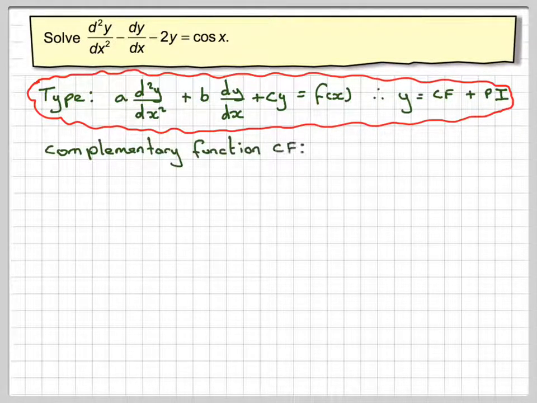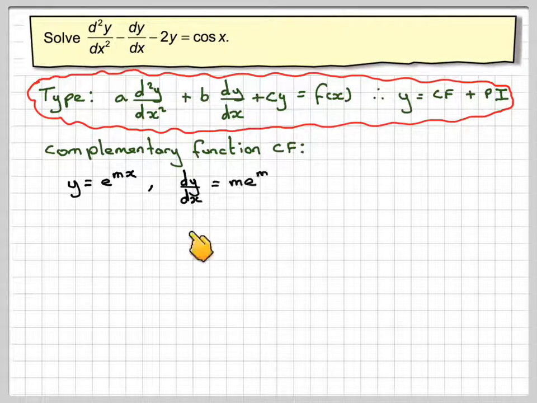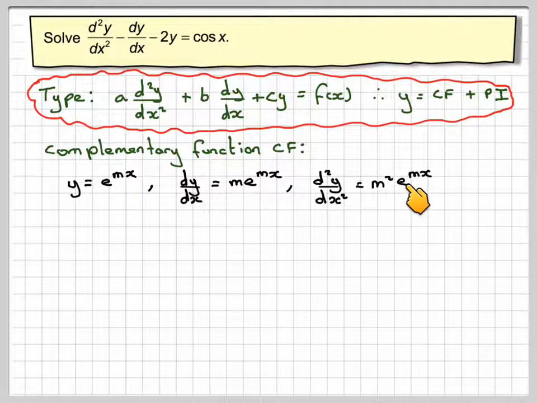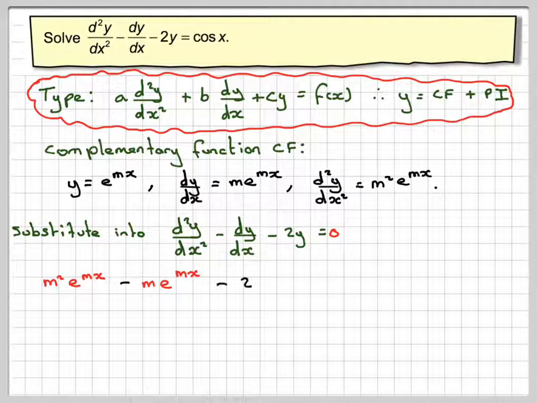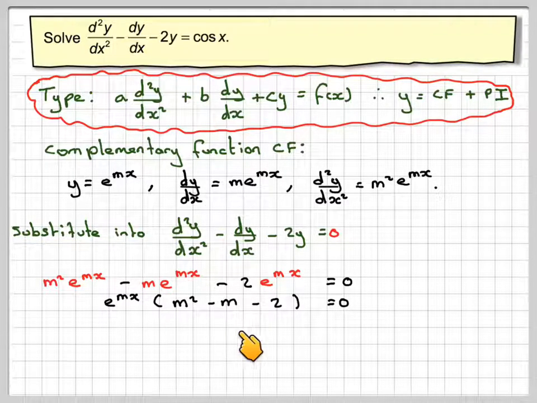The complementary function, CF: if we let y equal e to the mx, differentiate that, we get m e to the mx. Differentiate that again, we get the second derivative m squared e to the mx. We substitute that into our differential equation, but with the right hand side being equal to 0, not cos x. So we get m squared e to the mx minus m e to the mx minus 2e to the mx is equal to 0. e to the mx comes out, and we're left with m squared minus m minus 2 is equal to 0. This is called the auxiliary equation.